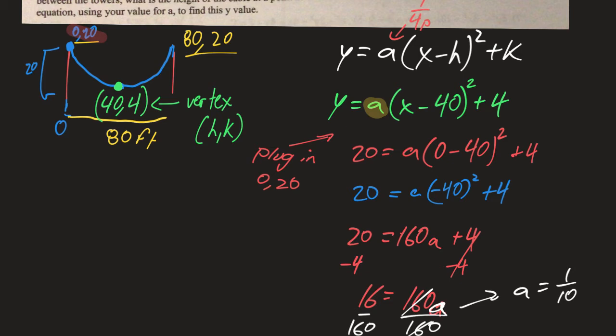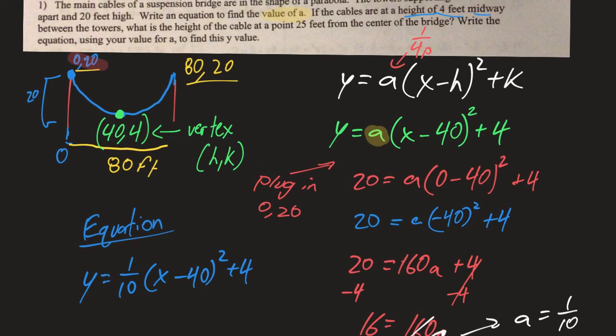And now I'm just going to take a second and rewrite my equation. So here we go. y equals 1 over 100 times (x minus 40) squared plus 4. Okay, so this is my equation for that parabola. And now we can use this to answer any question that they ask us about this. And in this case, they said, hey, can we find the height of this cable at a point 25 feet from the center?